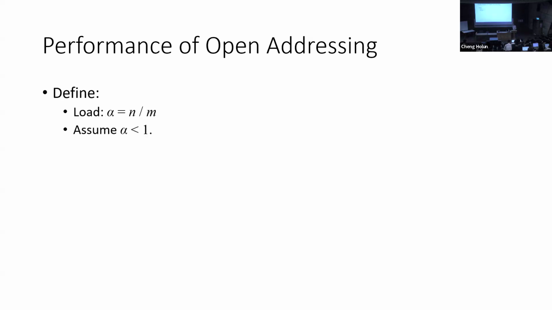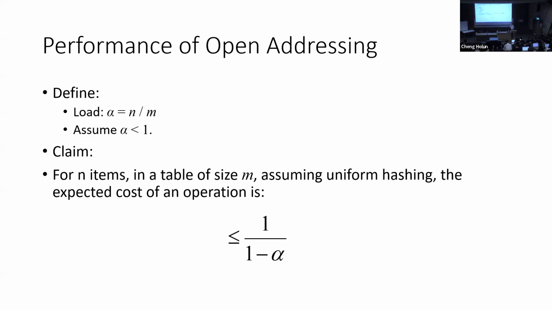So for whatever reason, let's do open addressing. This is where the math gets you. I will call something the load. The load is alpha, which means what percentage of the table is already occupied. The percentage, very easy, is N over M. So the claim is, if you use open addressing, the number of probes is equal to 1 over 1 minus alpha.